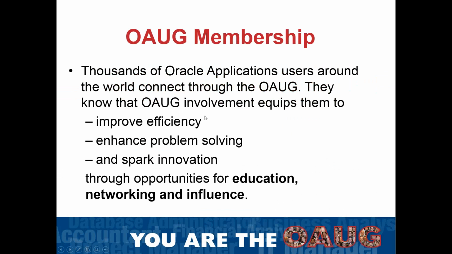Okay, let's do a quick overview of the OAUG and what we do here. First, it's important to know that we are an international users group, and we do serve thousands of members all over the world. We are working to connect you with each other and all of the information that you need to be successful every day. We do this by focusing on three main things: education, networking, and influence.